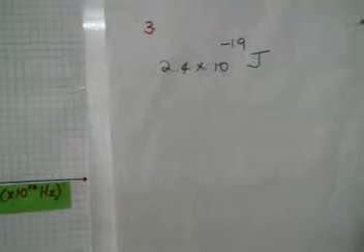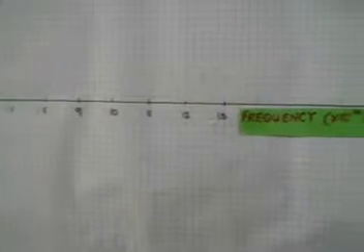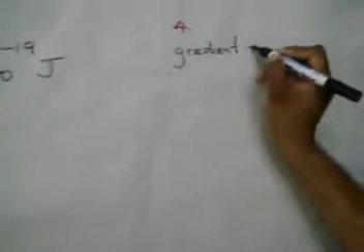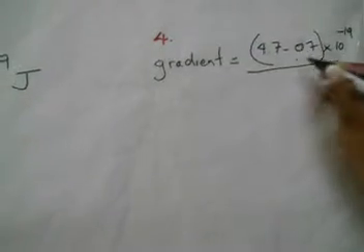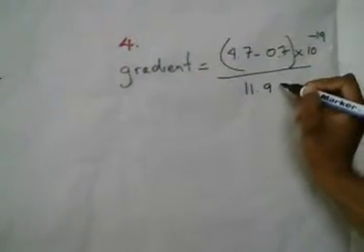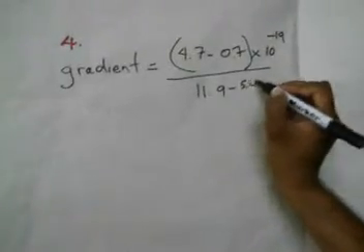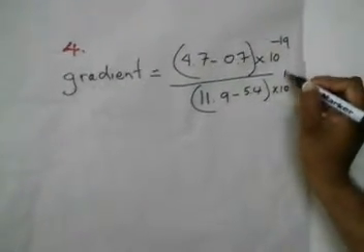The fourth value which we are going to find is Planck's constant. In order to find Planck's constant, we will find the gradient of the line. To find the gradient of the line, we will locate 2 points on the graph. We locate 2 points on the graph, and as such, it is going to be 4.7 minus 0.7 divided by 11.9 minus 5.4, times 10 to the power 14.